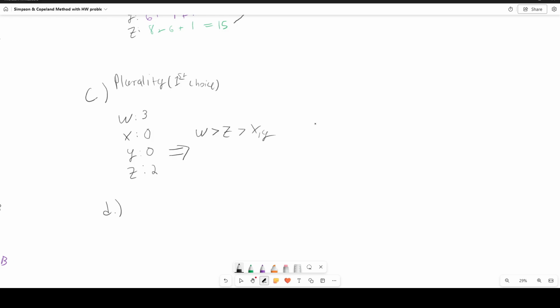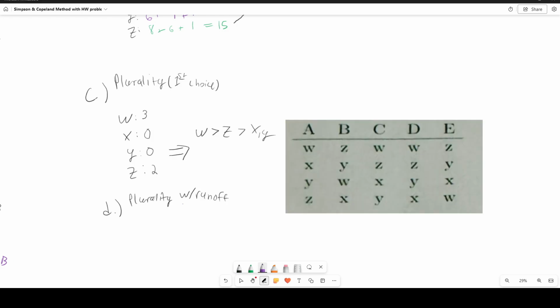Part D is plurality with runoff. Now plurality with runoff is very similar to normal plurality. We only look here at the first choices, but we eliminate everything except for the top 2 choices. Coincidentally, whenever we eliminate everything except for W and Z, all we're left with is exactly what we have in the first place, W and Z. An easier way to see this is, since we know W and Z are our first 2 candidates, we're going to eliminate X and Y.